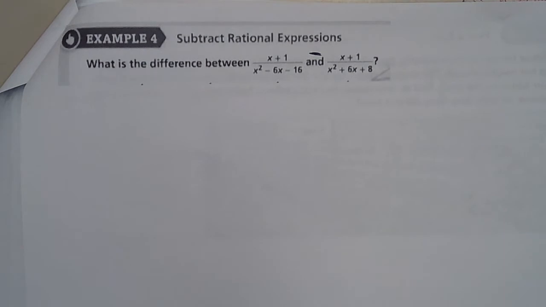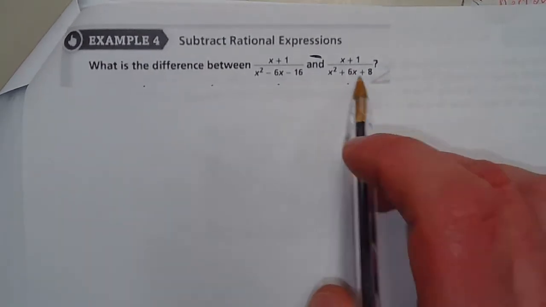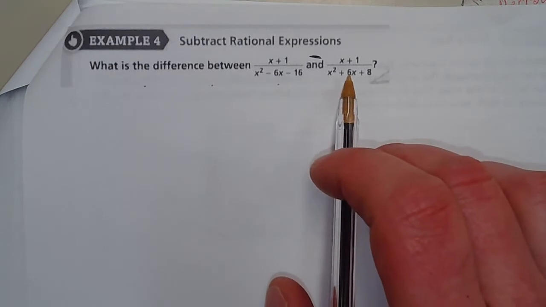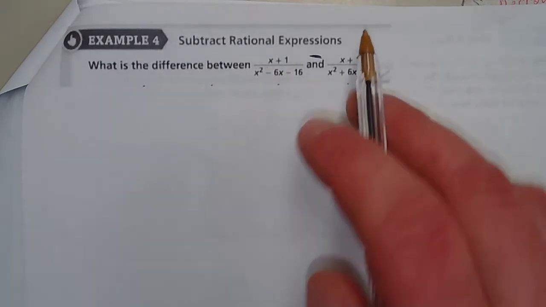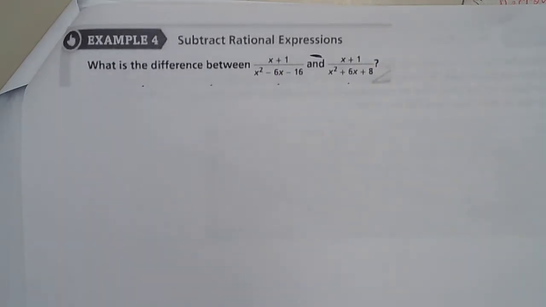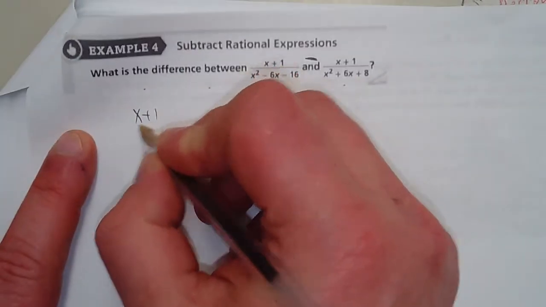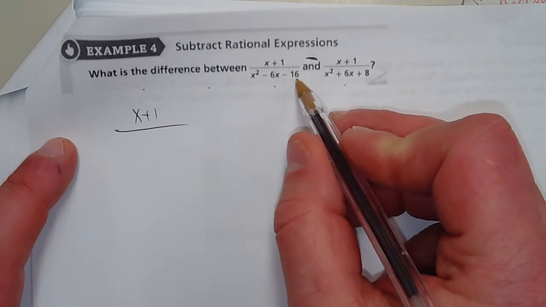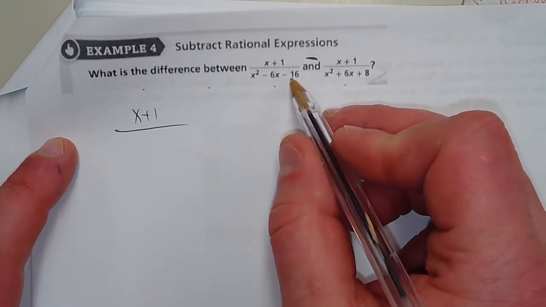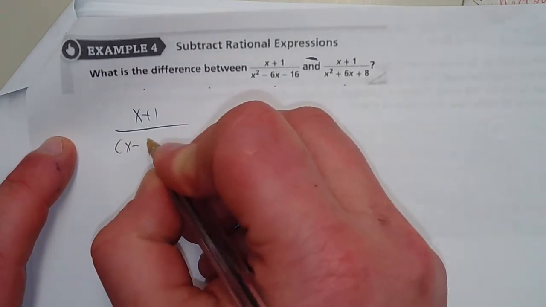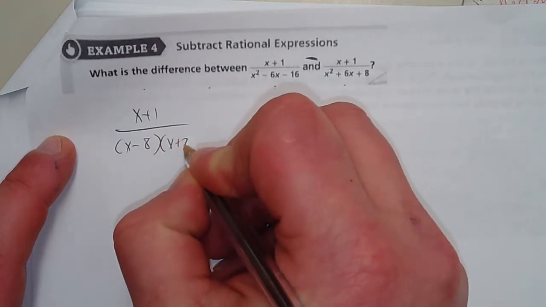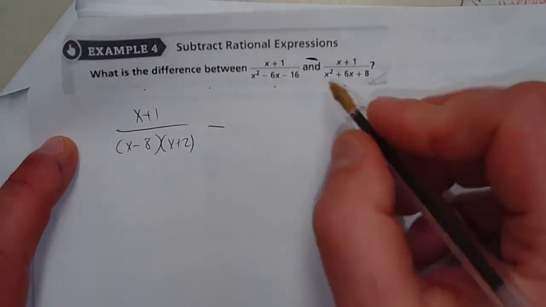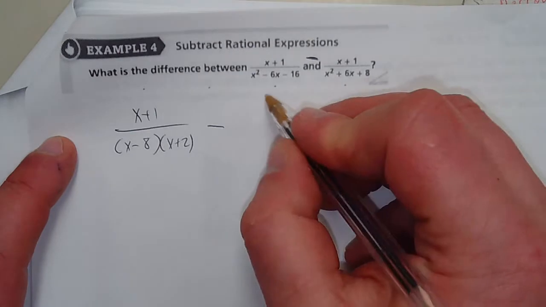And just like adding, you have to have a common denominator. So right now, these denominators are not common. So what we're going to do is write them in factored form. We're going to figure out what we need to multiply to each side to create a common denominator. All right, so this one in factored form, we would want to use x - 8, x + 2. Okay, and then for this one, we'd want to use x + 4 and x + 2.